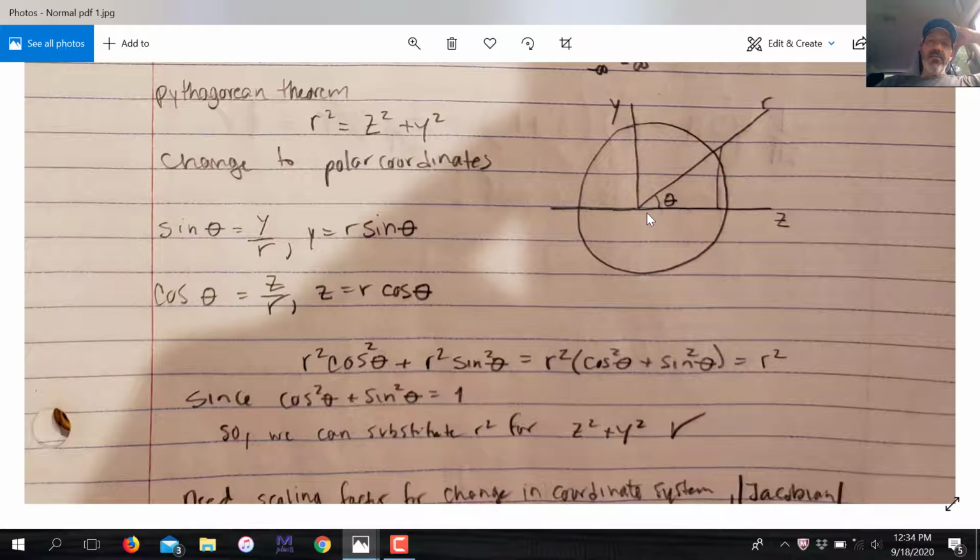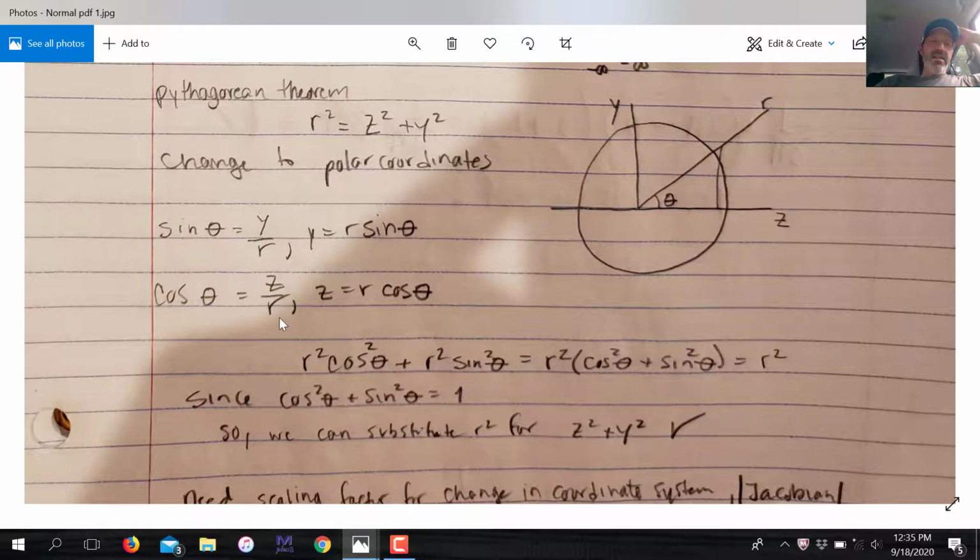So what I'm going to do is take the sine of theta, right? The sine of theta is going to be the opposite divided by r here, right? So the opposite here is y. So we have sine of theta is y divided by r, right? And rearrange that so y equals r sine theta. So that's our first conversion.